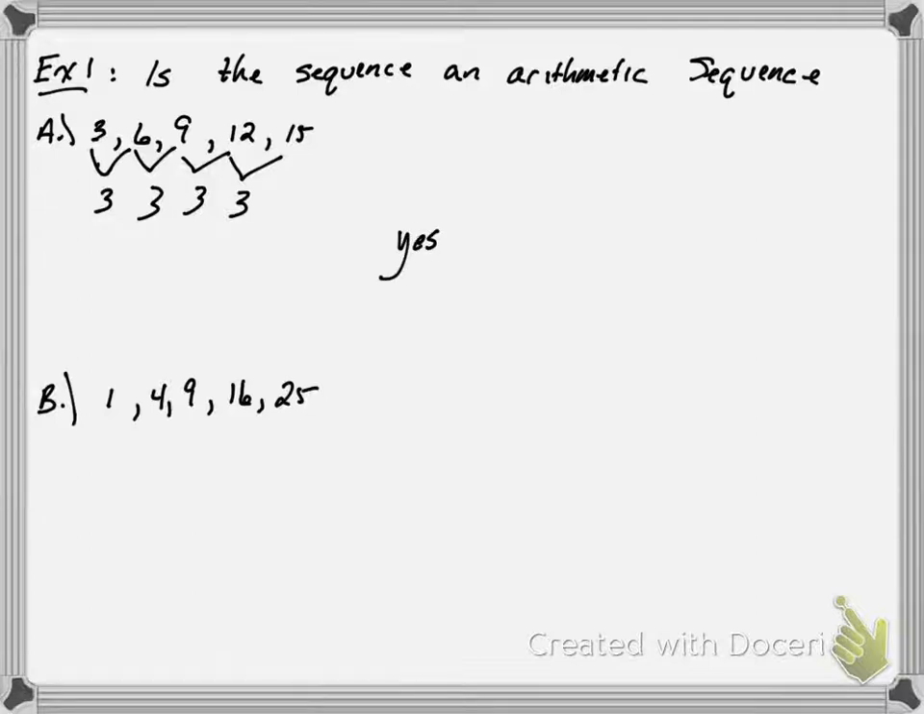About B, well, 1 to 4 is 3. 4 to 9, 5. 9 to 16, 7. And you can pretty much stop there. See how these are different? Your answer is no, it's not an arithmetic sequence.